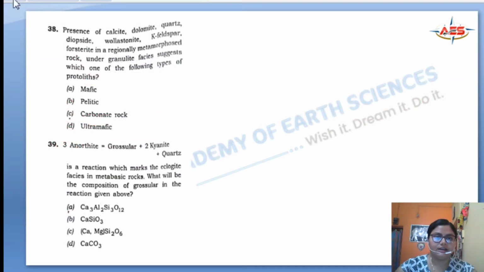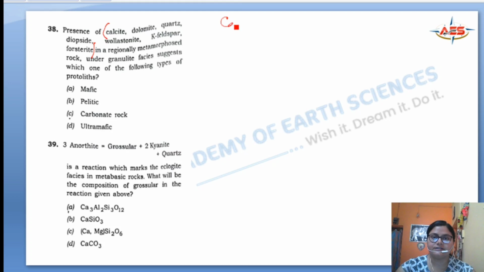Question number 38. Presence of calcite, dolomite, quartz, diopside, wollastonite, K feldspar, forsterite in a regionally metamorphosed rock under granulite facies suggests which one of the following types of protolith? Mafic, pelitic, carbonate or ultramafic protolith. Now what is the mineral assemblage? Calcite, dolomite, quartz, diopside, wollastonite, K feldspar and forsterite are the mineral assemblages.